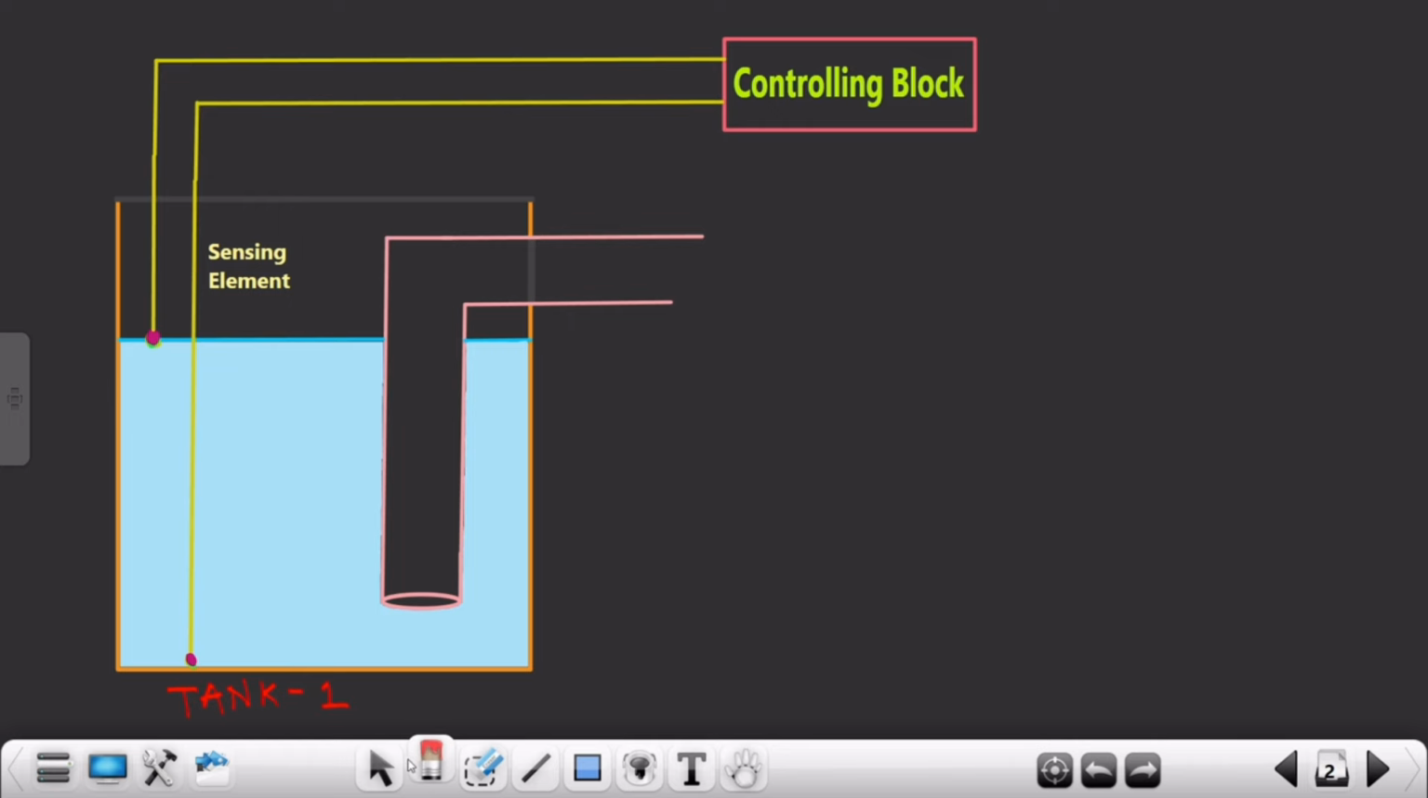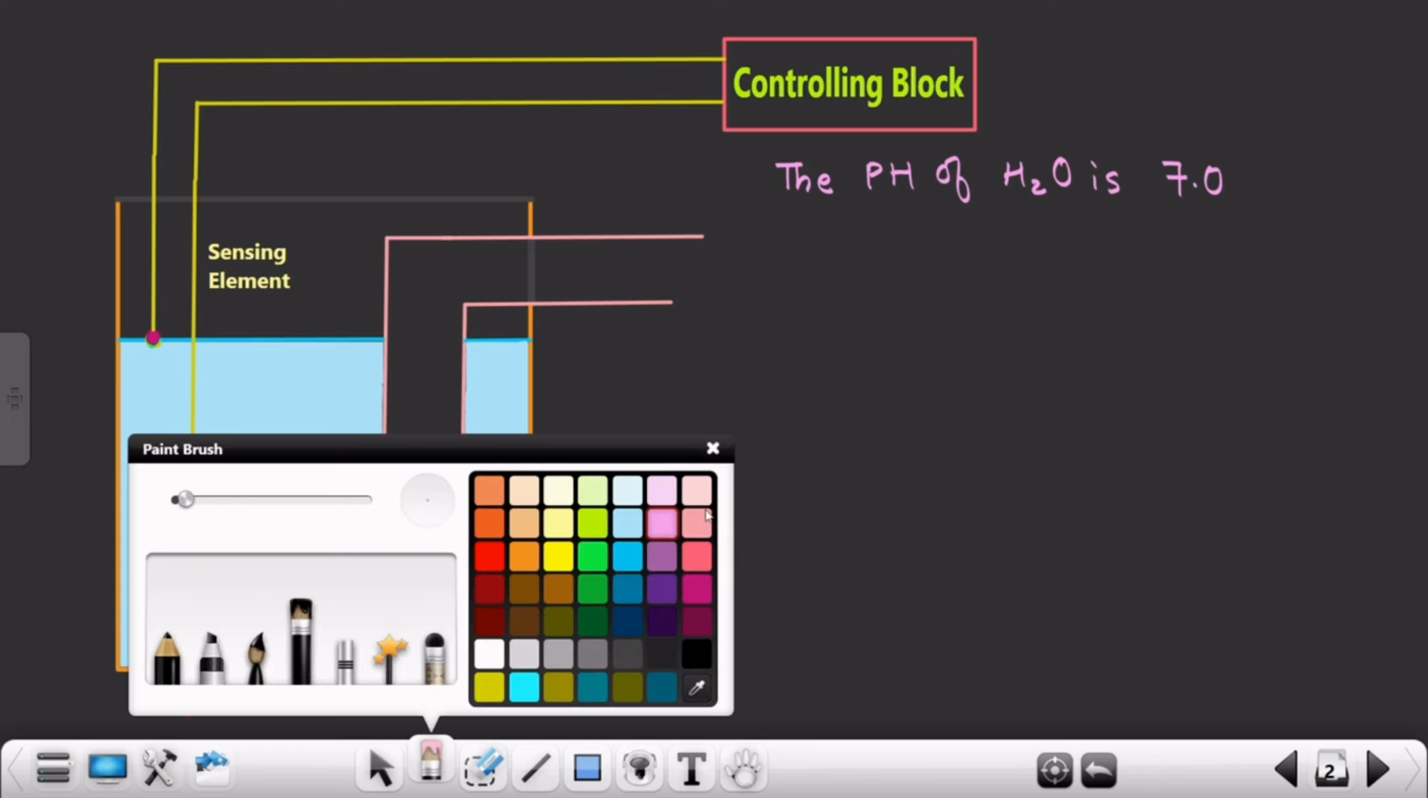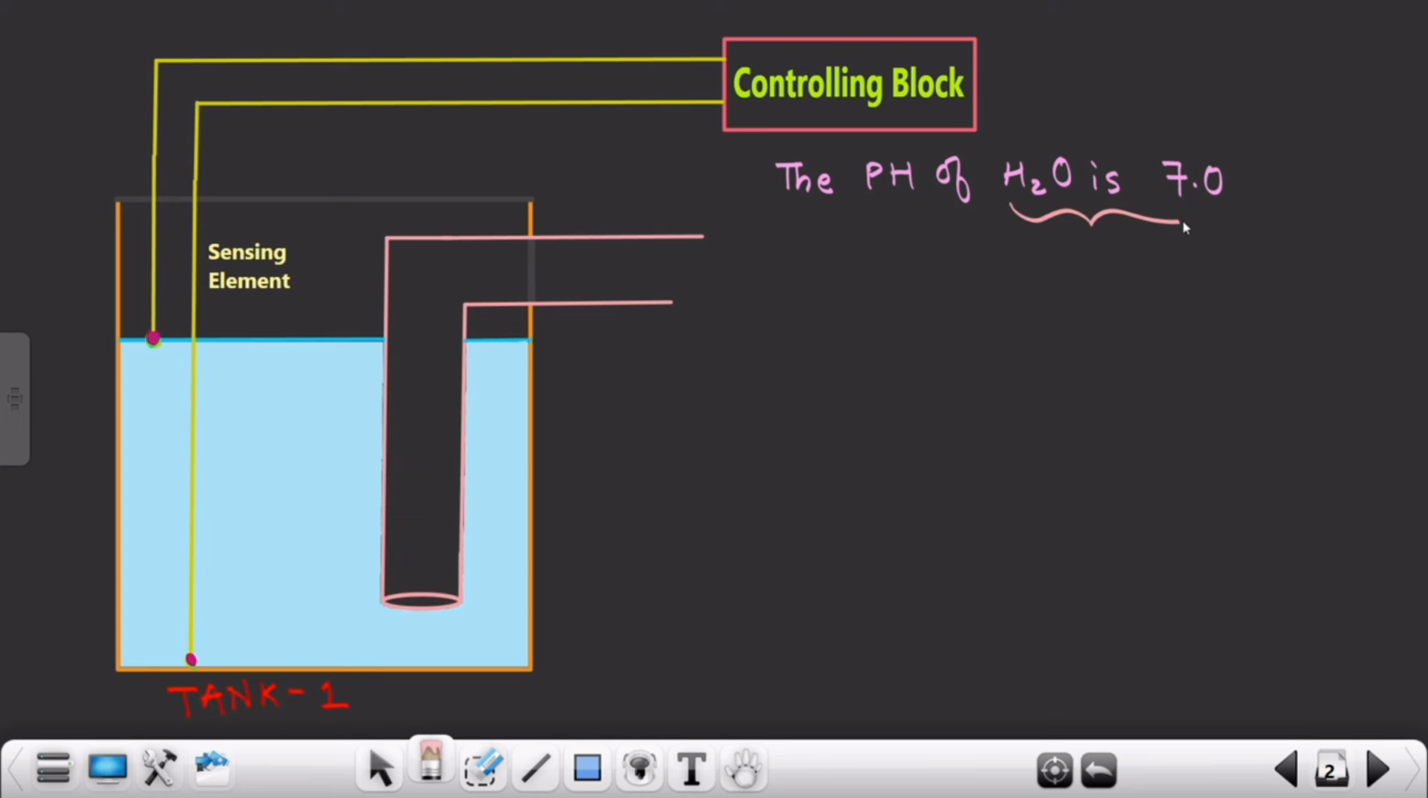Okay, and the pH level of the water is 7, right? So let me write over here, the pH of water, or H2O, is 7.0, or 7 in general. So it is neutral. It indicates that the water is neutral.